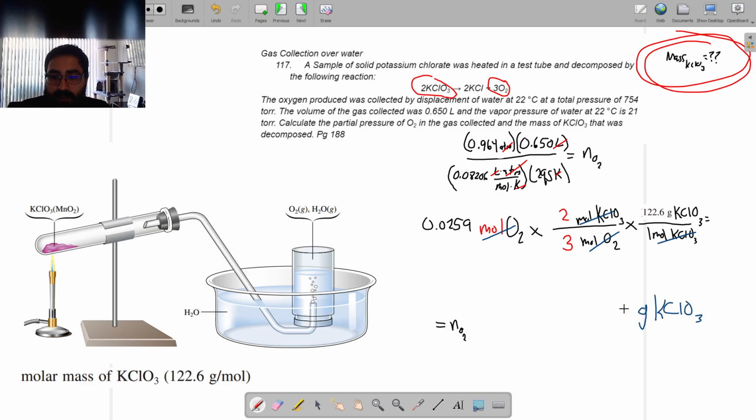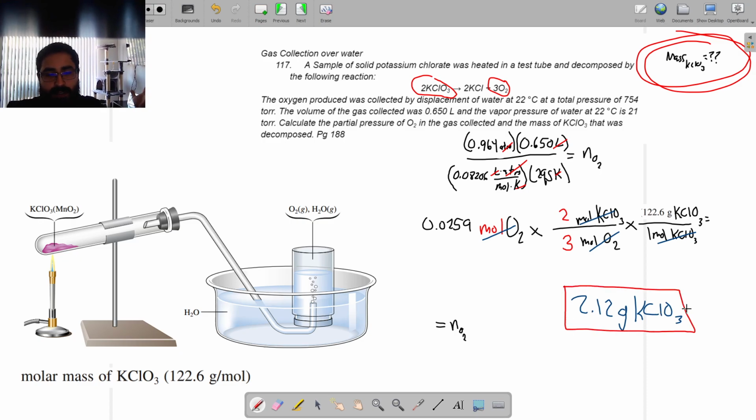Let's do a little bit of quick maths, and then we're done with this video, and you'll have like 36 of these problems left to do. Multiply 0.0259 times 2 divided by 3, multiplied by 122.6, and boom, we get 2.12 grams of KClO3. And then I'm going to box this answer so it looks all pretty. And then that's it, people.